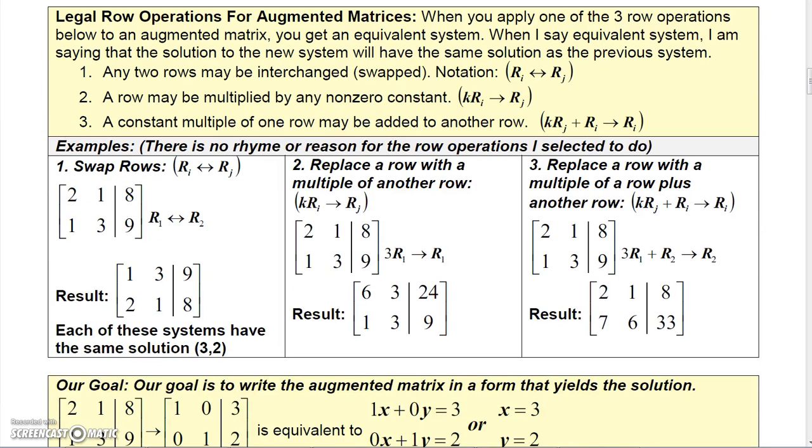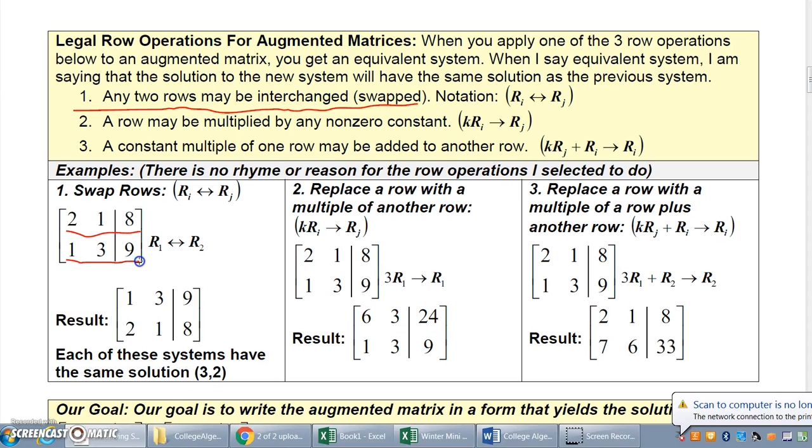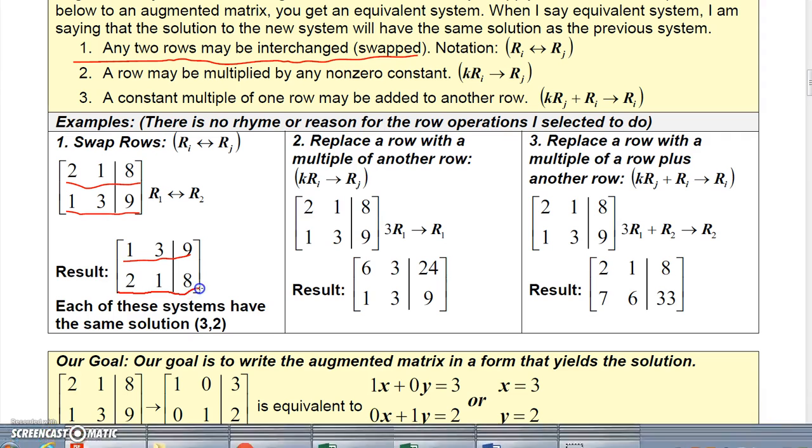Okay. So let's talk about some legal row operations for matrices. Well, with an augmented matrix, I meant to say. So with an augmented matrix, number 1 says any 2 rows may be interchanged. Now what this means is that whatever the solution is to the system, swapping rows will not change the solution. So if I had this system 2x plus y equals 8 and y plus 3x equals 9. If I swap these 2 rows and put the bottom row at the top and the top row at the bottom, it's not going to change the system.